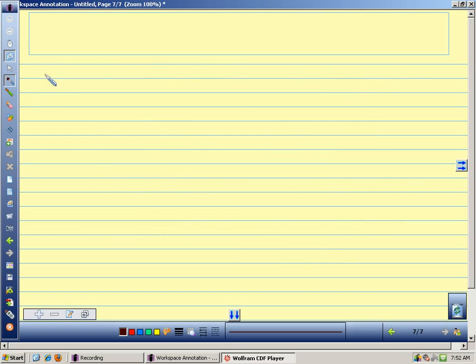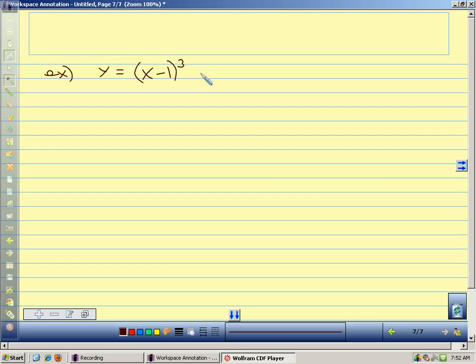Let's look at another one. And before we start calculating, let's think about it. y equals x minus 1 cubed plus 3. And we want to know where the curvature equals 0. So first, what does this curve look like? Okay. So we get kind of a flattened out S, right?